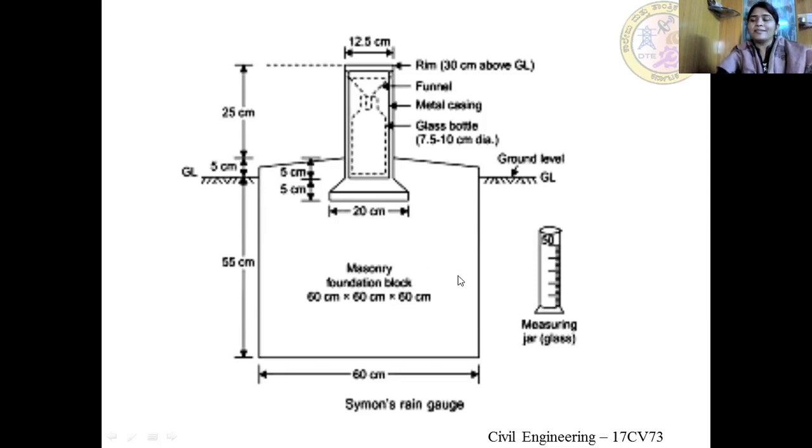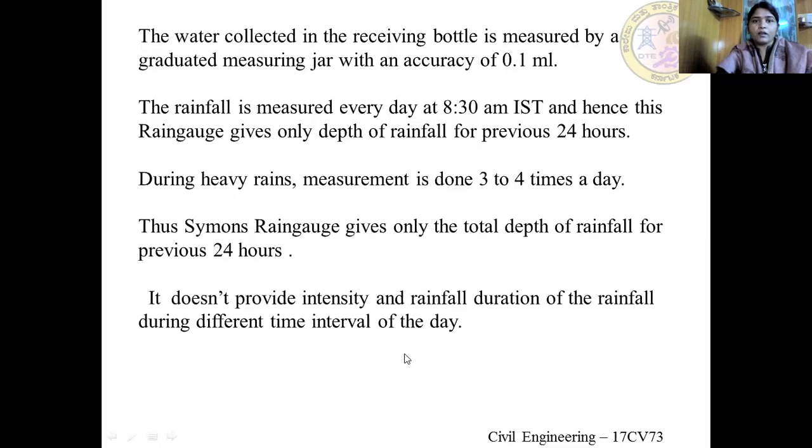So in this way, this is the working of a non-recording rain gauge, that is the Simmons rain gauge. Let me move on to the next part. So this is the explanation.